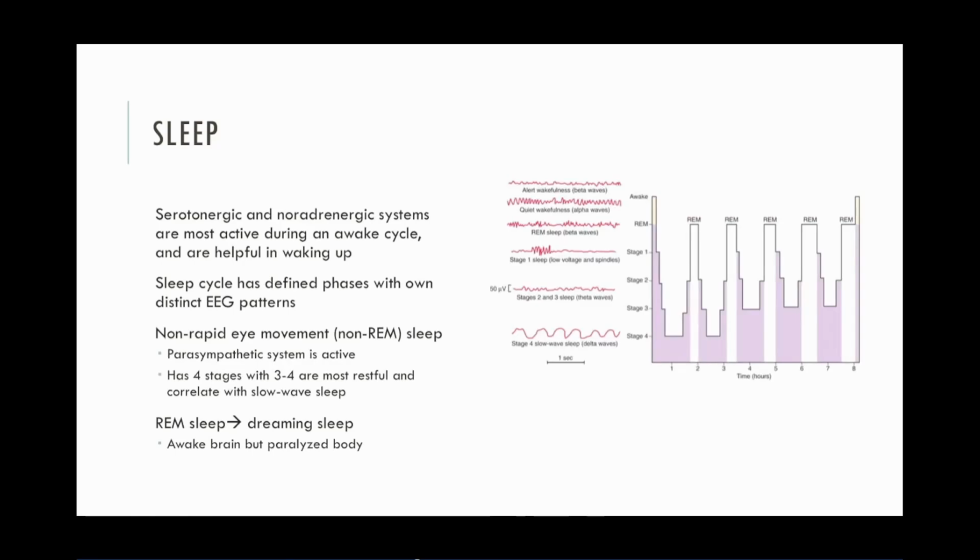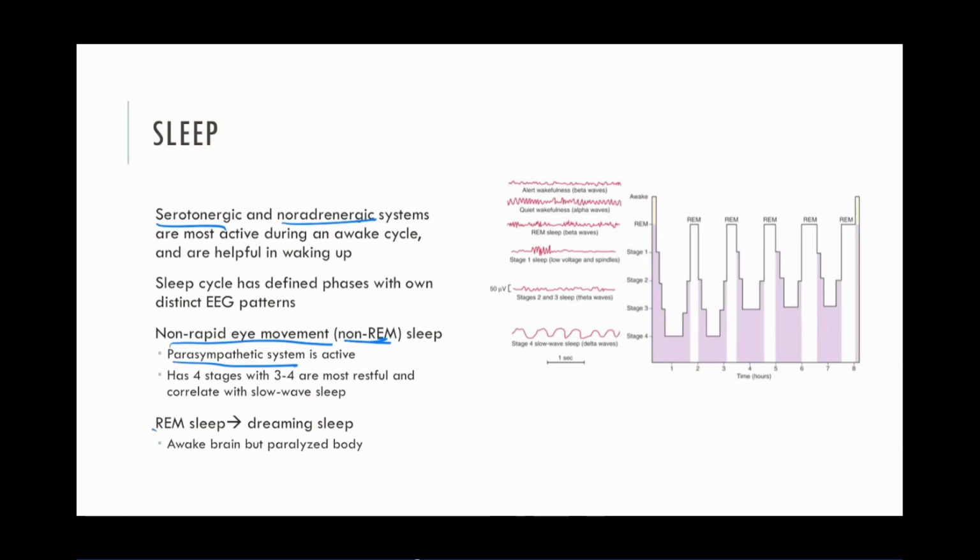So here's a sleep chart again. Obviously, serotonergic and noradrenergic systems are very active in our sleep-wake cycles, and help with waking up. In our non-rapid eye movement, or non-REM sleep, the parasympathetic system is active. And then we have a couple of different stages.